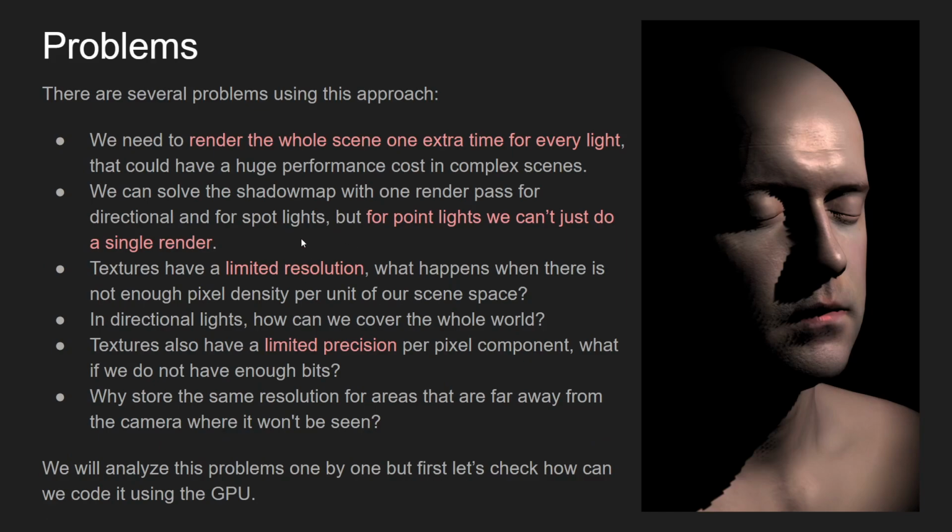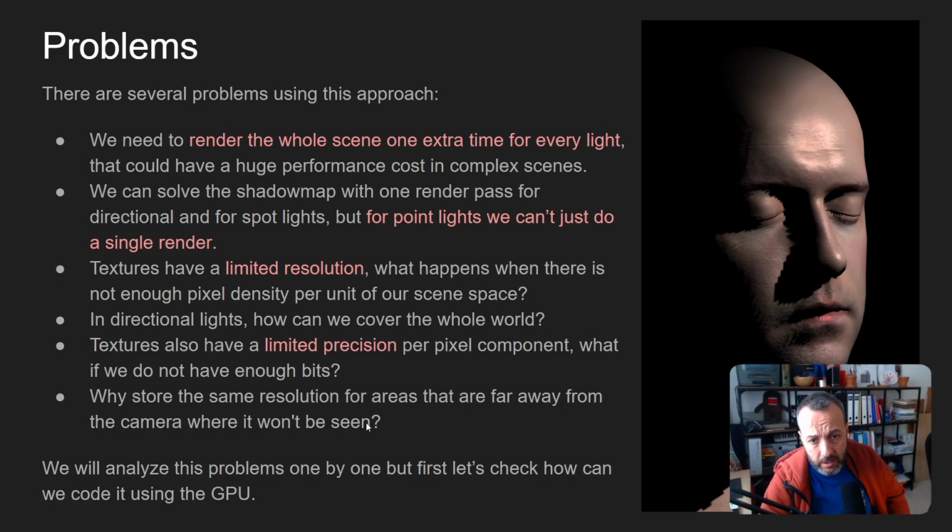Okay, but there are many problems when we use shadow maps. I said before that shadow maps are a topic where there's a lot written, many algorithms, and the main reason for that is because we don't have a perfect solution. If you don't have a perfect solution, well, I want to be aware of the problems we're going to face, okay?